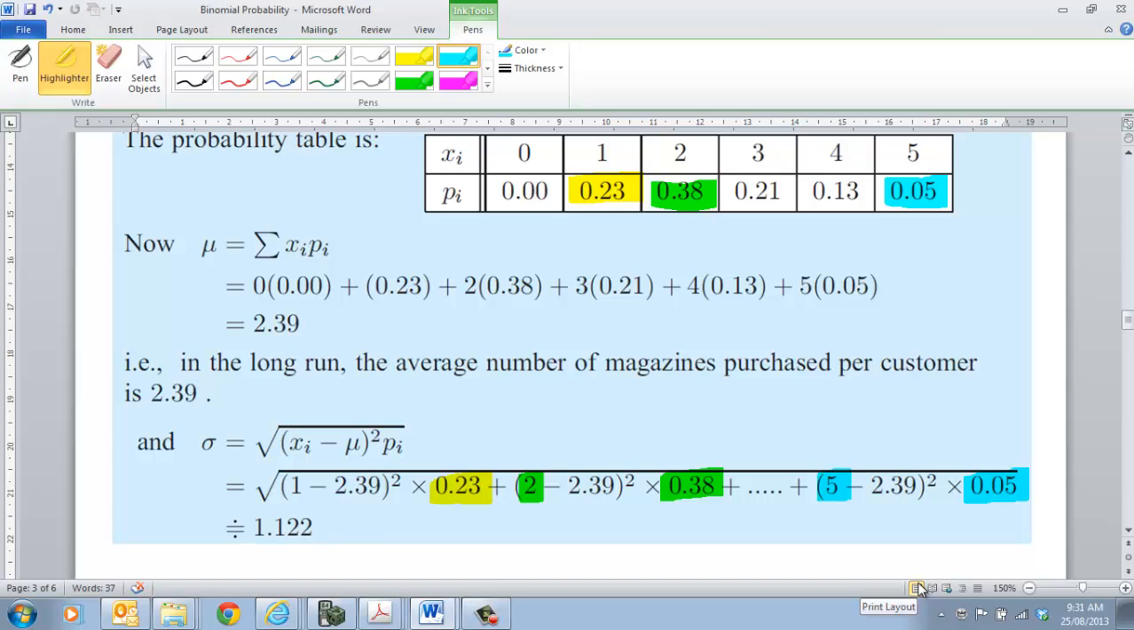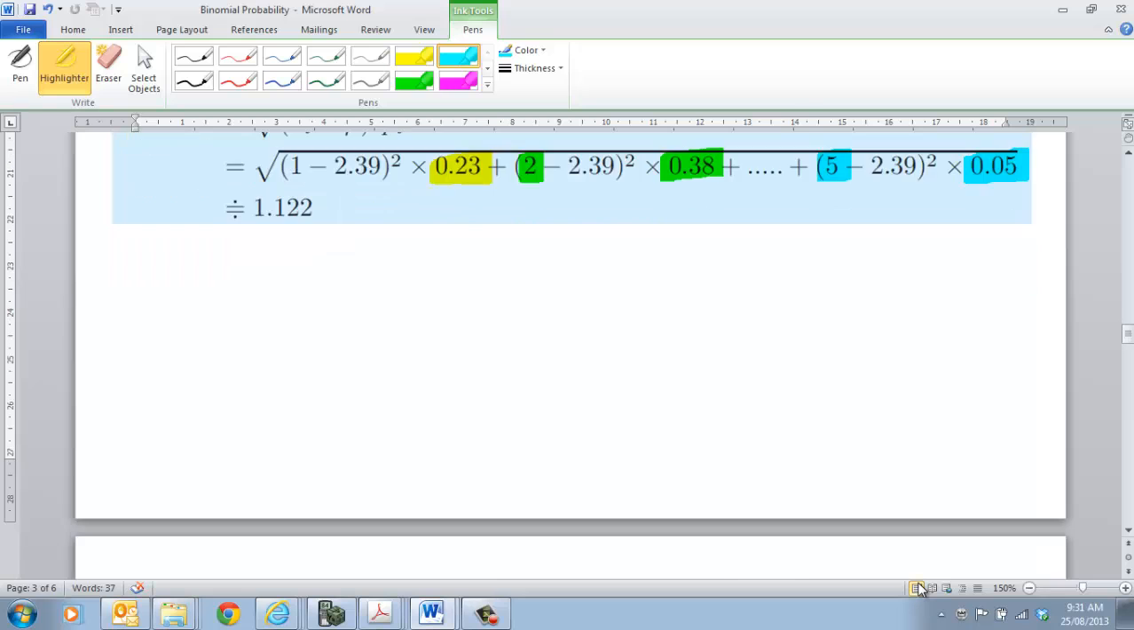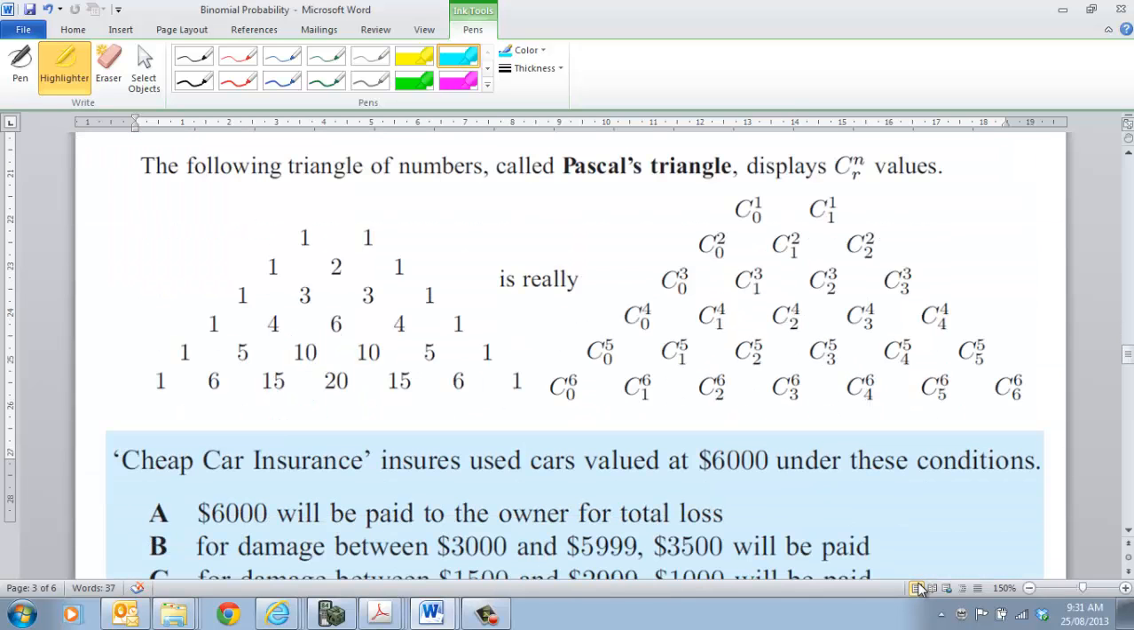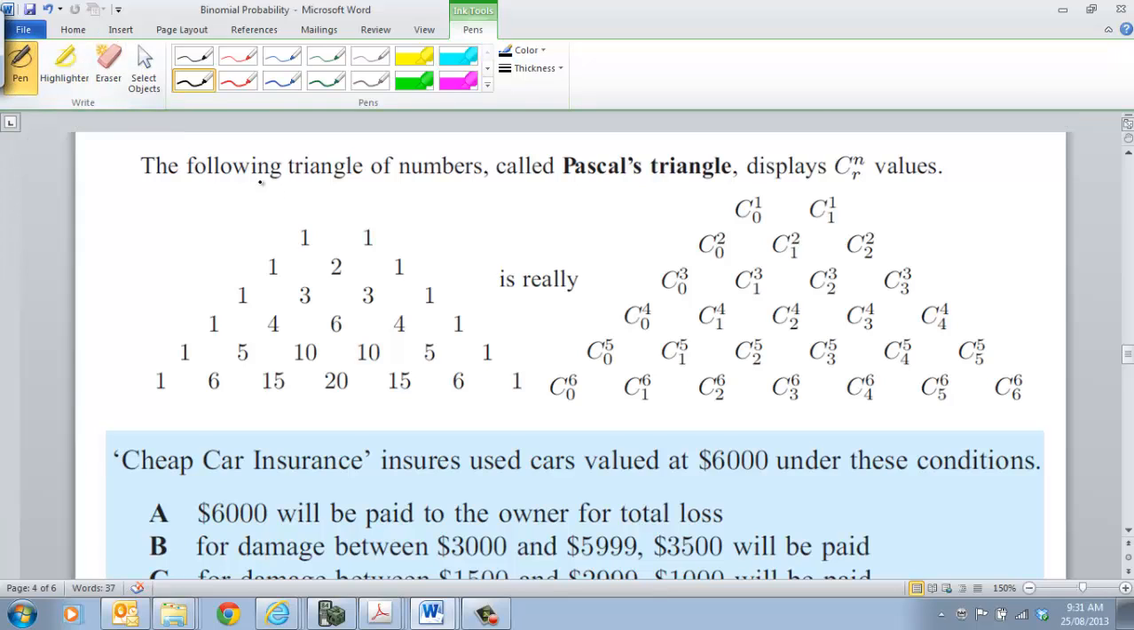So that's a way of working out your mean and standard deviations using a binomial distribution. Now, I just want to talk about some things that we talked about in our previous video. Pascal's triangle. Remember we used this when we were trying to expand polynomials. When we had something like (x + y)^2 or (x + y)^3, the prefixes come from the combinations.